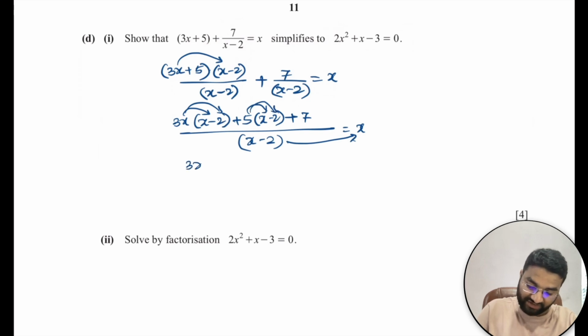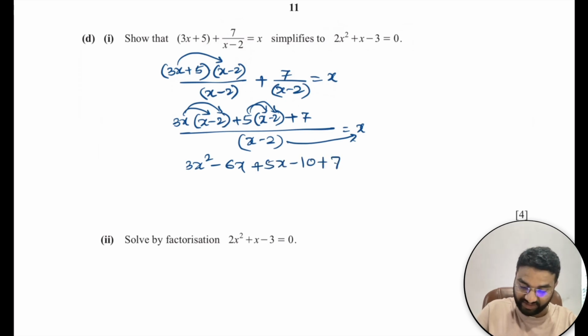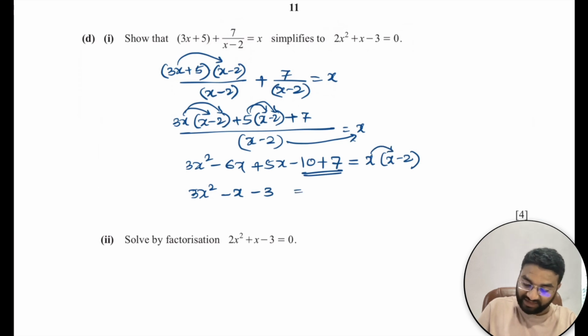So 3x square minus 3 times 2 is 6x, right? Then 5 times x is 5x, minus 10 plus 7, is equal to x times (x minus 2). All right, so 3x square minus 6x plus 5x is minus just x, and minus 10 plus 7 is minus 3. Then expand the right hand side, it's x square minus 2x.